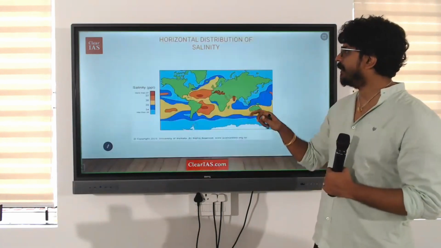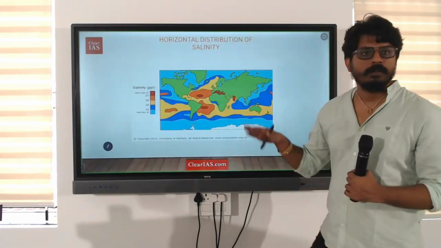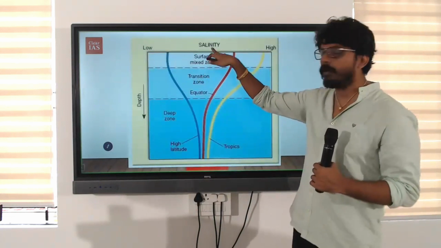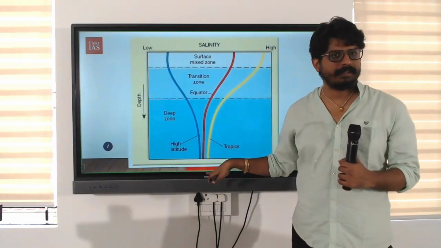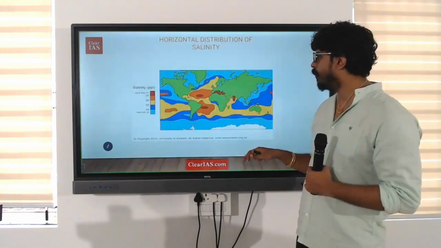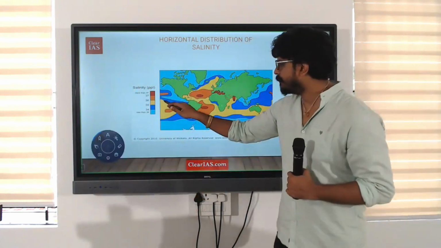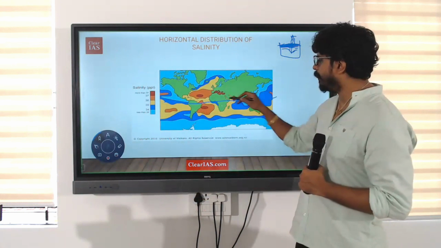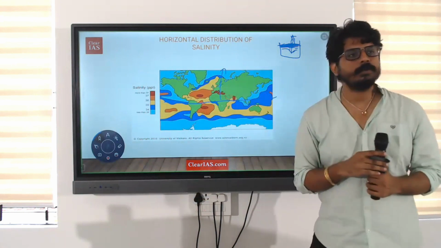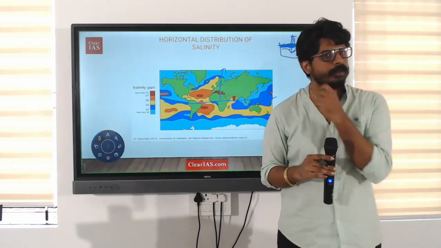So we understood salinity in detail. Now, which salinity were we studying till now? Vertical salinity. Now, what about horizontal salinity, guys? What would be the salinity variation as we move from the equator towards the poles? What can you guys tell me about it?